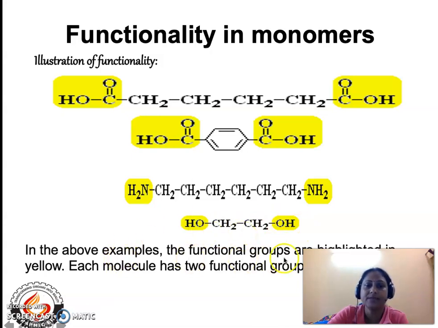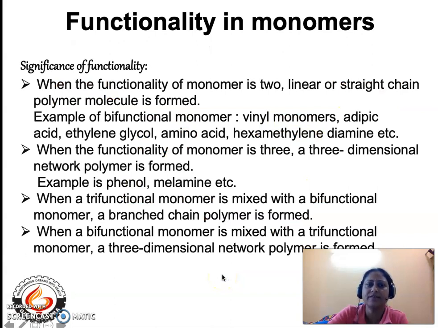In the above examples, the functional groups are highlighted in yellow. Each molecule has 2 functional groups. So what is the significance of functionality in polymers? When the functionality of a monomer is 2, a linear or straight chain polymer molecule is formed. Examples are vinyl monomers, adipic acid, ethylene glycol, amino acids, hexamethylene diamine, etc.